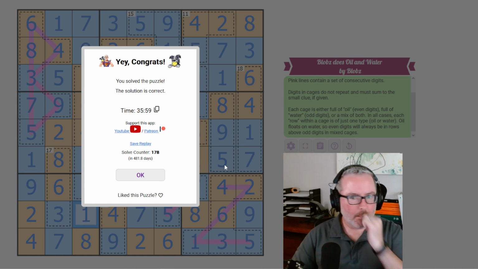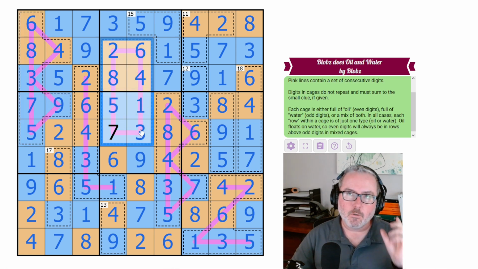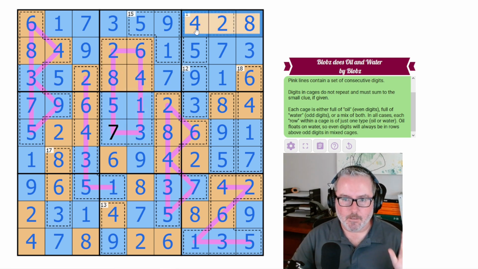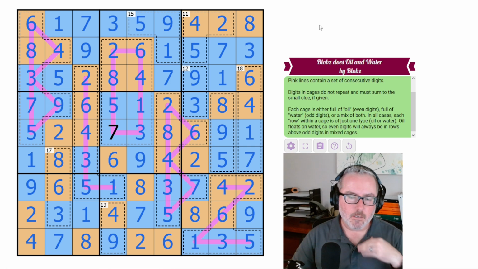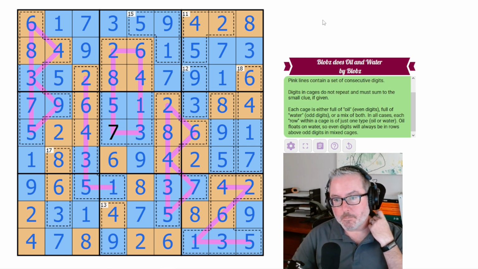Solution is correct. So, not bad. That was a lot of fun. Figuring out the oil and water, once I get my brain past the normal concepts of odds and evens and the colorings that I used, worked out quite well. It did take me a little while to just spot where the locations to really start putting in the digits was, but once I got there, it flowed beautifully. It's an excellent puzzle. I hope you'll enjoy that one.